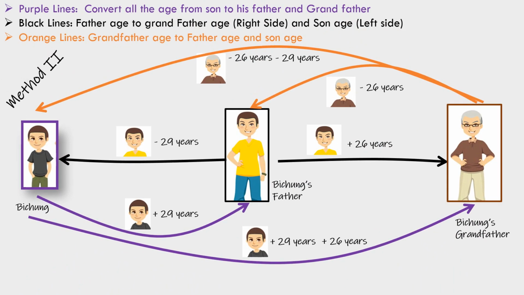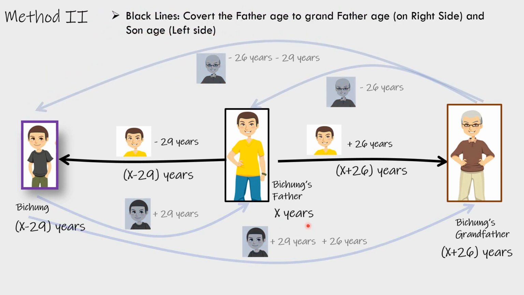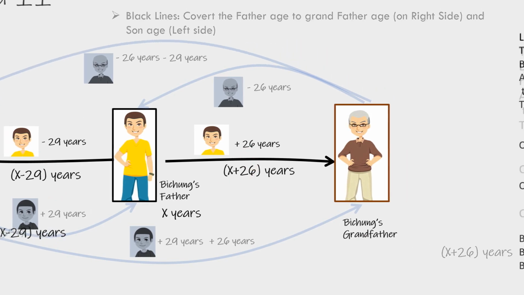Now the same question can be solved by another way. Let Baichung's father age be x years. Therefore Baichung's age and Baichung's grandfather age will be x minus 29 years and x plus 26 years respectively. As Baichung 29 years छोटा होगा अपने फादर से, तो यहाँ 29 से सब्ट्रैक्ट किया गया है. Similarly, Baichung के फादर से Baichung's के ग्रैंडफादर 26 years बड़े हैं, तो यहाँ हमने 26 ऐड किया है.